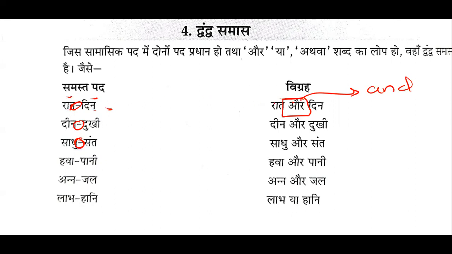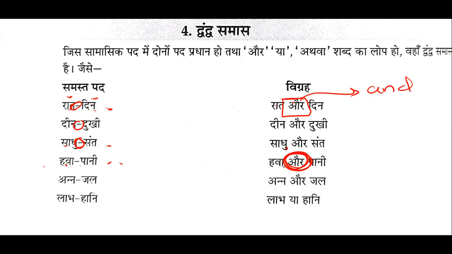So convert the hyphen to an 'and'. Rat, which is night, Din, which is day. So night and day. That is it. That's the simple expansion. Sadhu-Sant will become Sadhu and Sant, Sadhu or Sant. Hava-Pani, wind-water, will become Hava or Pani. All you have to do is change it to an 'or'.